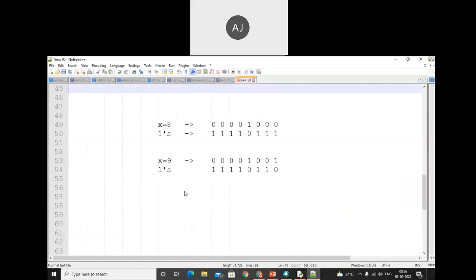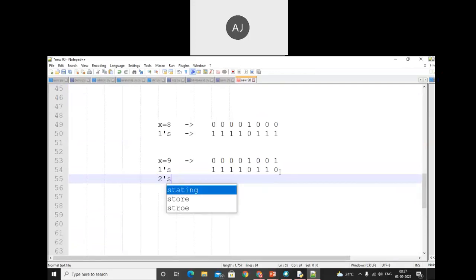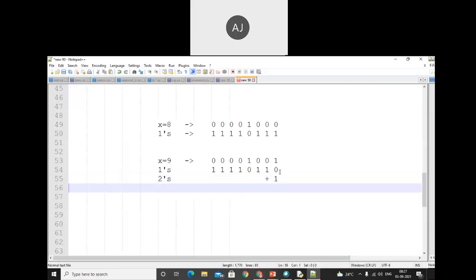So here, what should we do? Here, we apply the two's complement concept. I will write two's complement for a negative number. So what is the two's complement concept? Two's complement is nothing but we just need to add one value to the one's complement. First of all, we need to calculate the one's complement, and later on we need to add a single value to that one's complement.